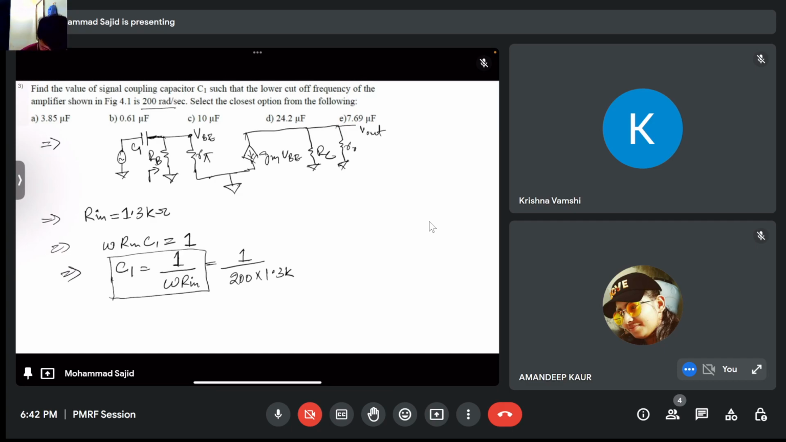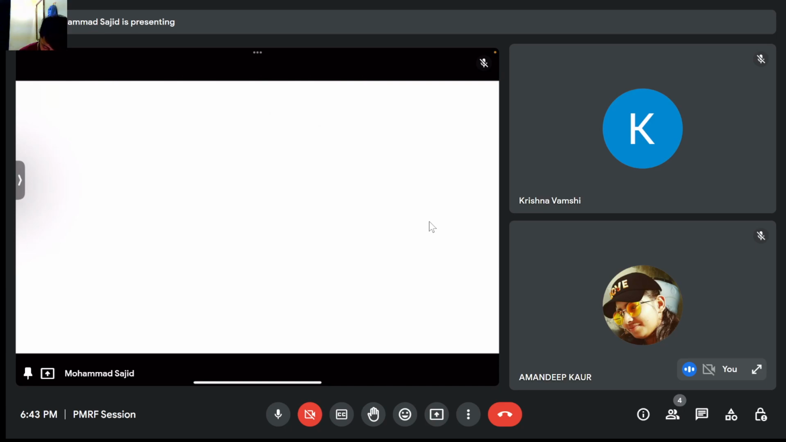Okay, that comes out to be around 0.00384 milli, that will be 3.84 microfarad, right? This is option number A. But let's see how we obtain this formula. We have our equivalent circuit here, right?